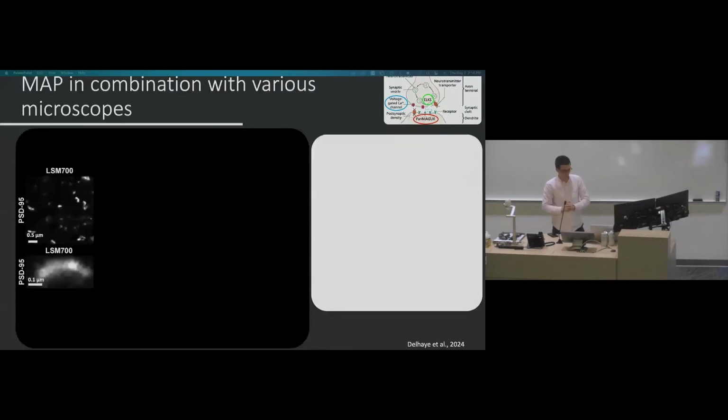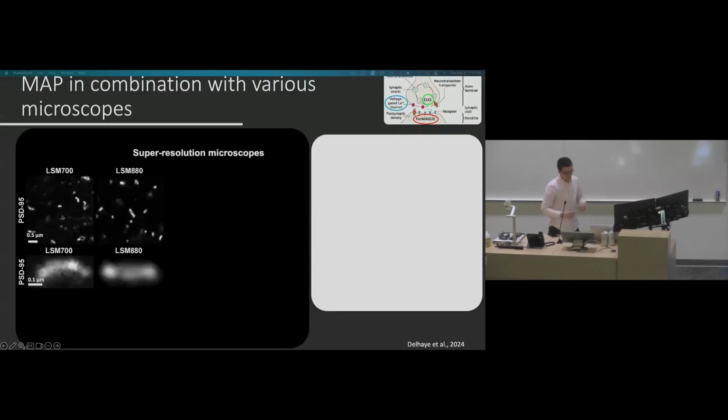Then, talking about super resolution microscopy, we wanted to see if by combining MAP with various microscopes, from a regular confocal microscope to a super resolution microscope, we could get a bit more information about this distribution at a nanoscale. Looking here at PSD95, which is another postsynaptic density protein, when we just image a MAP processed tissue with a regular confocal microscope, we can still see them as individual synapse clusters.